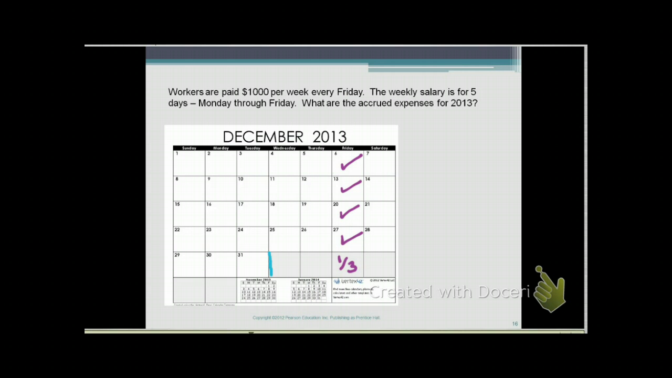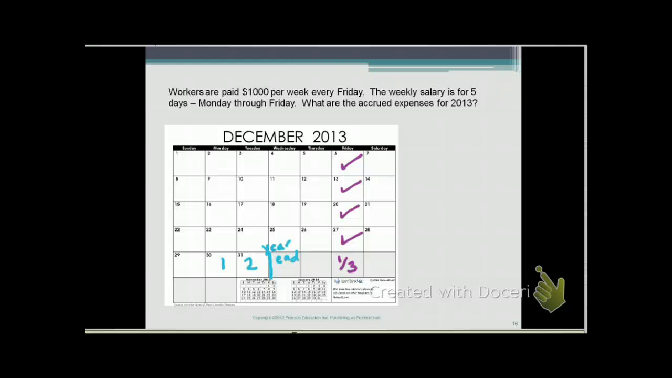Our accounting year end falls on the 31st of December. So we've got 2 days that fall in that last pay period, 2 days that fall for 2013, and 3 days for 2014. The matching concept says that we need to measure all expenses incurred in the period. And the 30th and the 31st, the salaries for those 2 days should be recorded for 2013. We need to measure it and record those expenses.